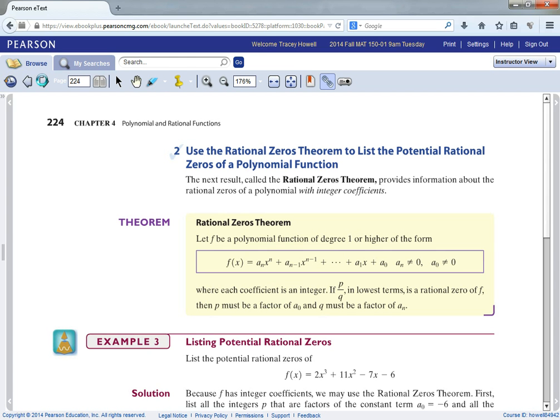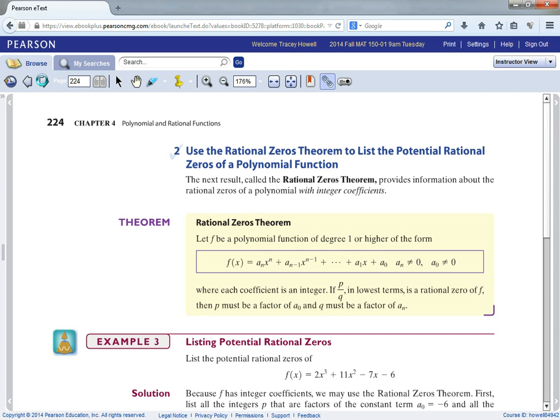And then we're going to play with this rational zero theorem, okay? Now, it looks really weird, but it's not that bad. What it really does is it gives you a way to take a polynomial function and figure out what the possible rational zeros are. Okay? And I'm going to take this theorem and walk you through it in an example so that you can hopefully understand it.